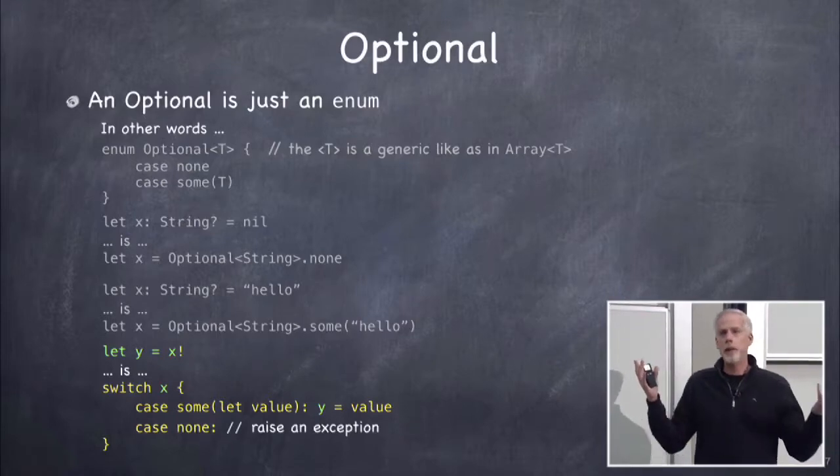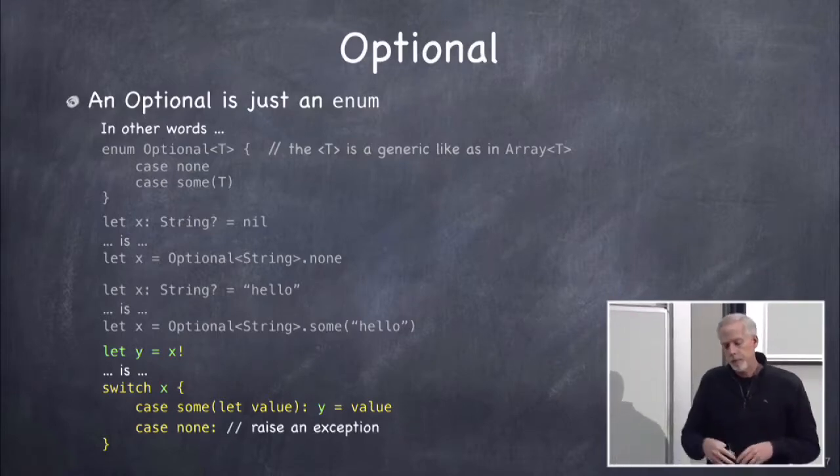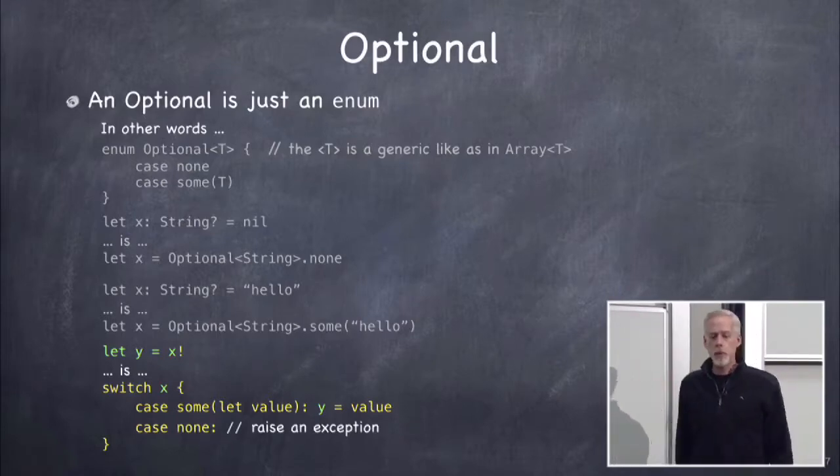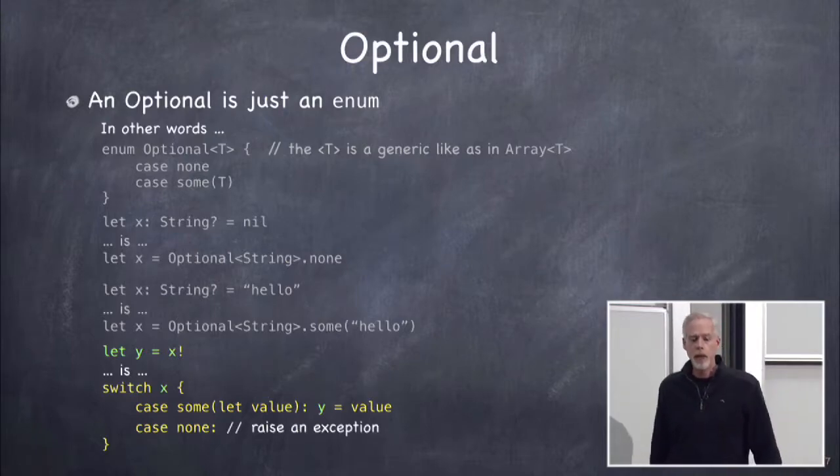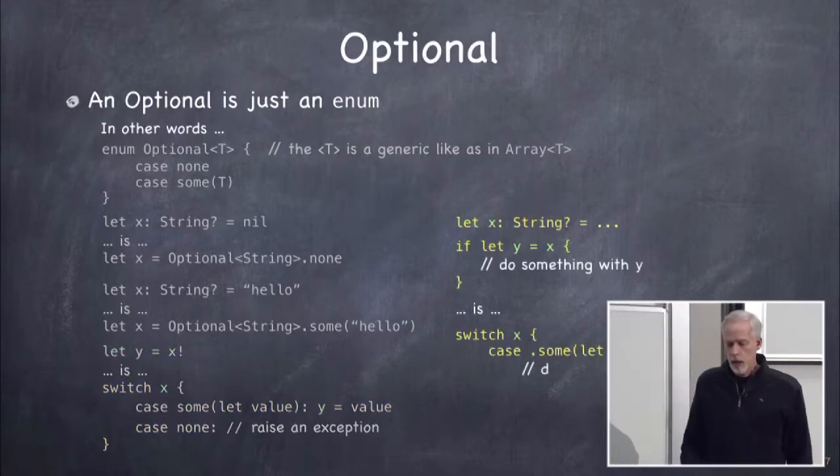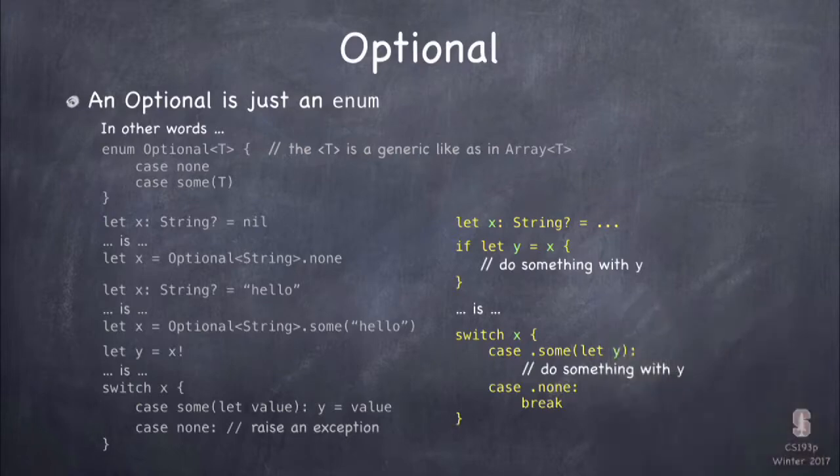Okay? We haven't talked about how to do that. It's quite easy. But that's what happens here. So that's all exclamation point is. It's basically a switch. All right? And then, finally, if we do the if-let, okay, if-let is also just a switch. But in the none case of an if-let, we don't raise an exception. We just break out of the switch, do nothing. Okay? That help you a little bit understand what optional is?